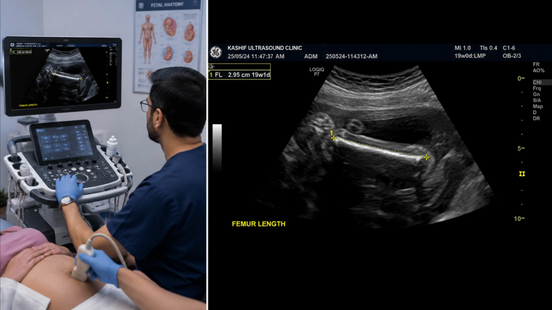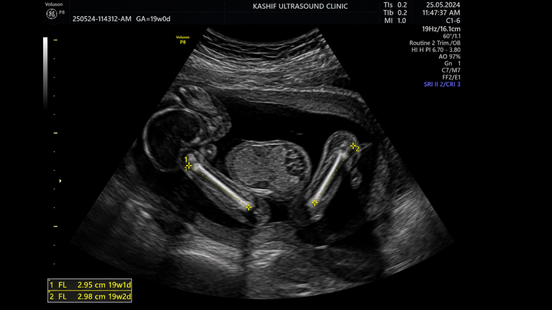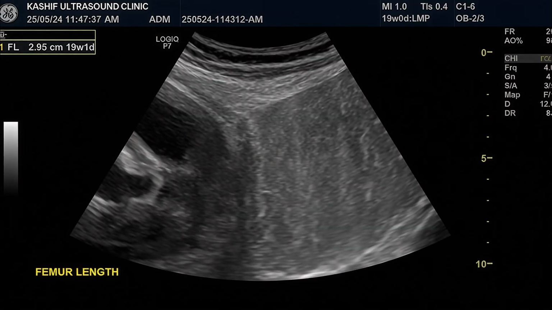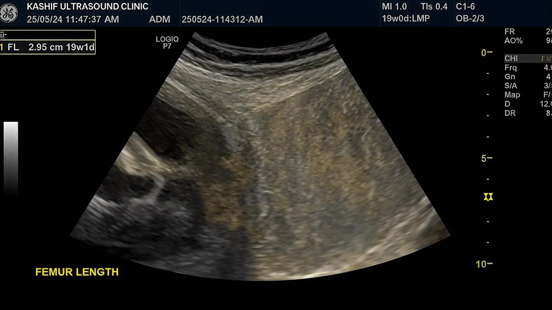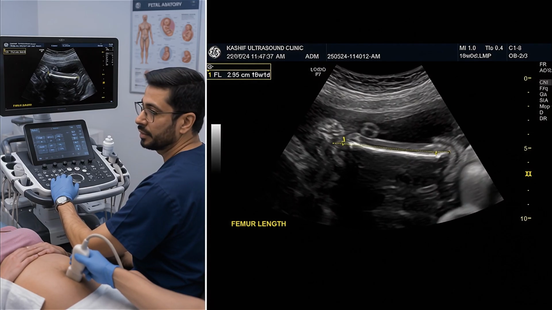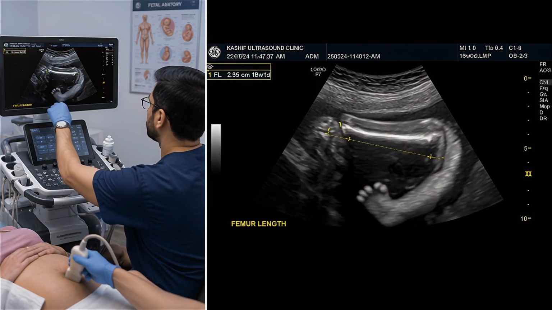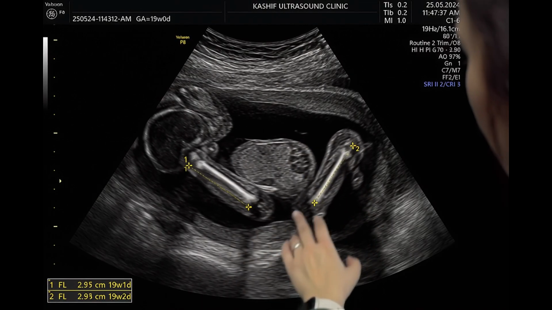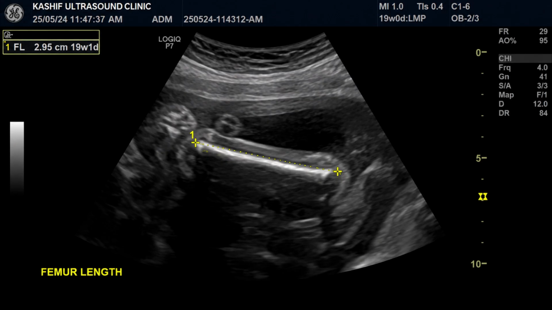Anatomy of the femur. The fetal femur consists of proximal end, shaft, diaphysis, distal end. Only the ossified shaft is measured. The cartilage at both ends is not included. Equipment required. Curvilinear probe. Frequency 3 to 5 MHz. Obstetric preset. High-resolution imaging. Proper magnification.